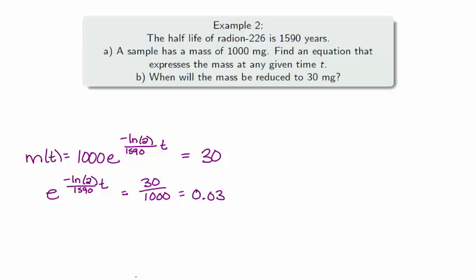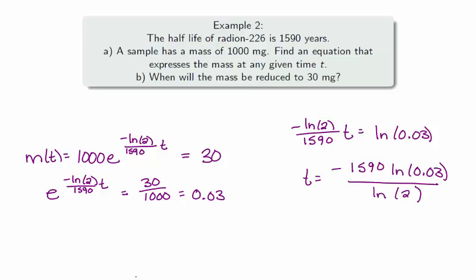Applying the natural logarithm to both sides, we obtain -ln 2 / 1,590 × t = ln 0.03. Solving for t, we get that t = -1,590 ln 0.03 / ln 2, which is approximately 8,044 years.